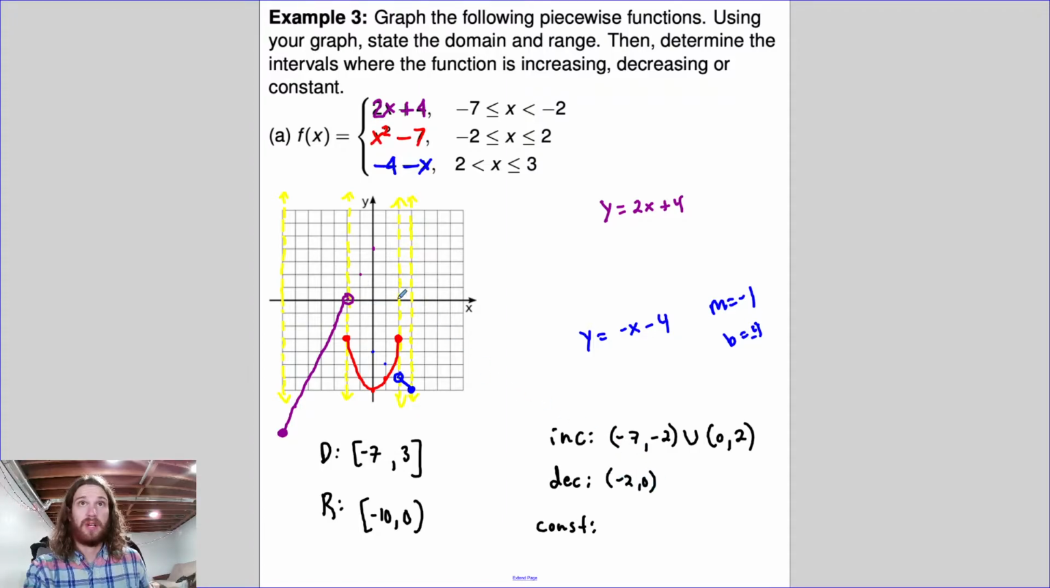And we're also going downhill from 2 to 3. Constant, there's nothing with slope 0 or a horizontal line, so this is not applicable.